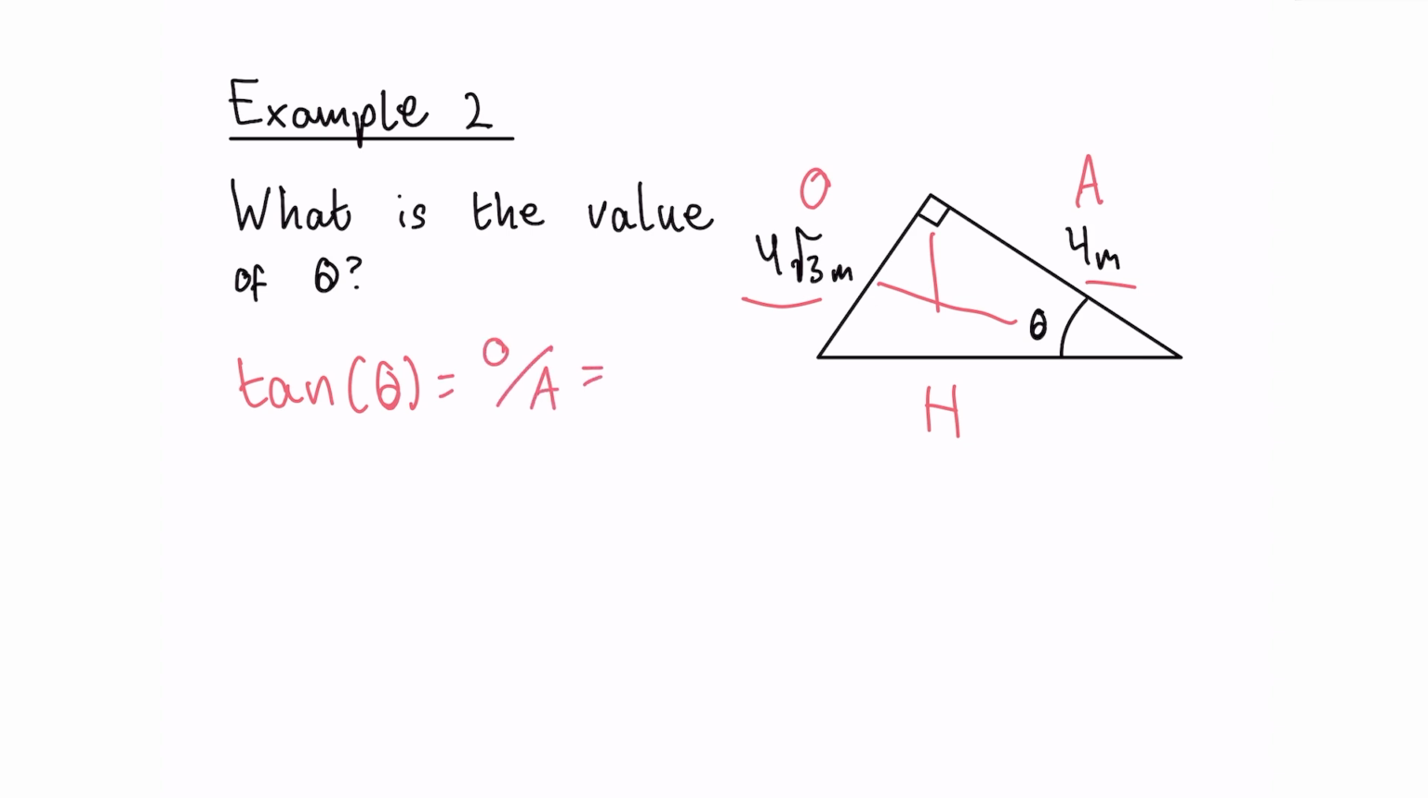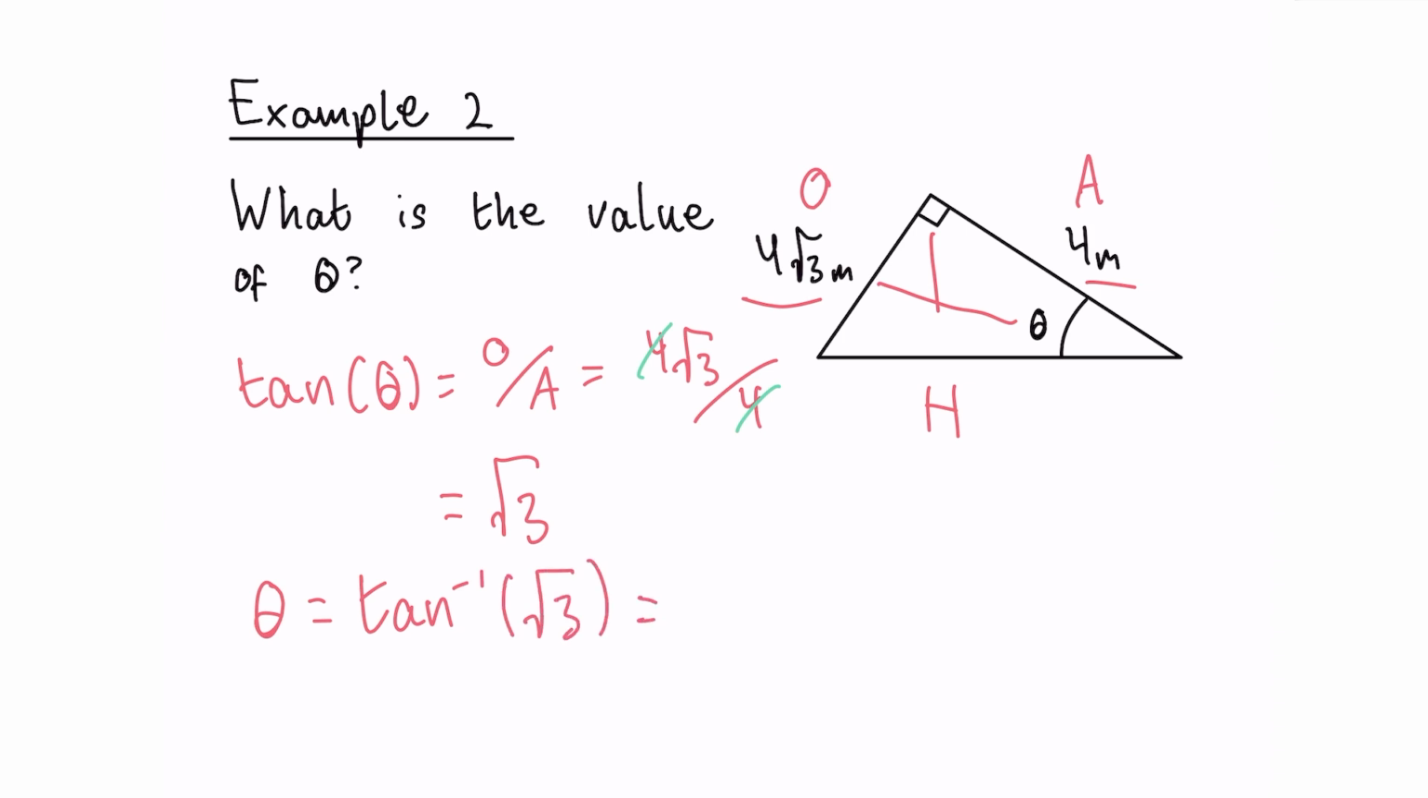That's equal to 4 root 3 divided by 4. Now you can cancel out the 4's to get tan theta is the square root of 3. This means that theta is the inverse tan of the square root of 3. And that is equal to 60 degrees, because tan 60 is equal to the square root of 3. So theta is 60 degrees. And that is the answer.